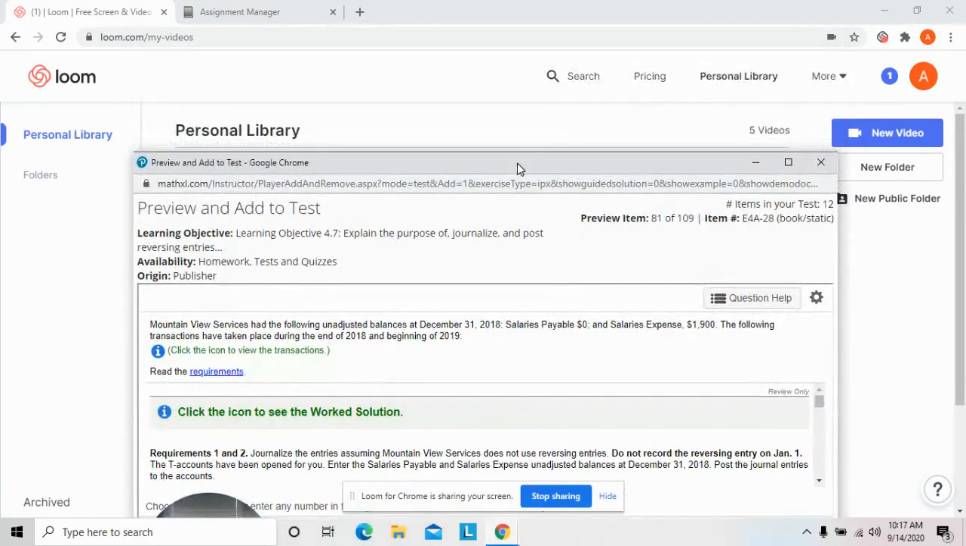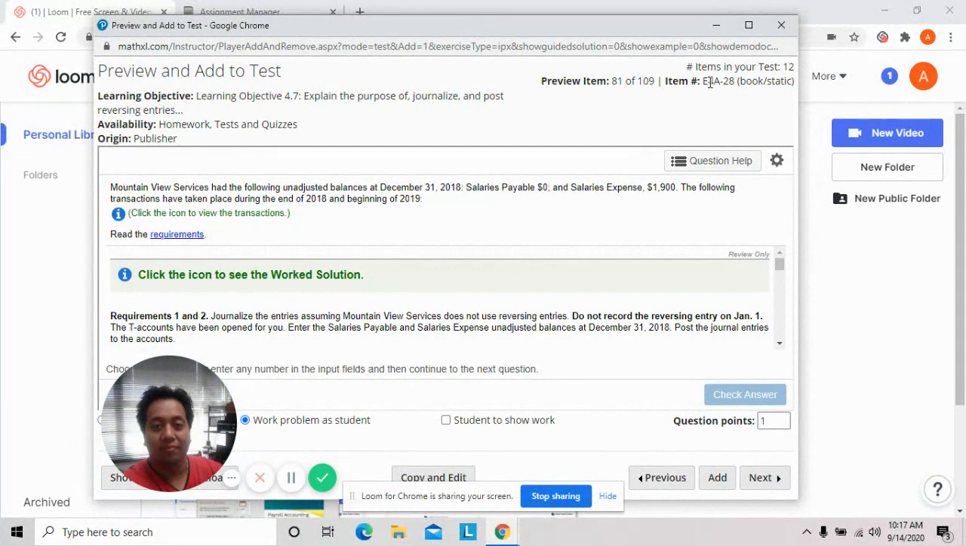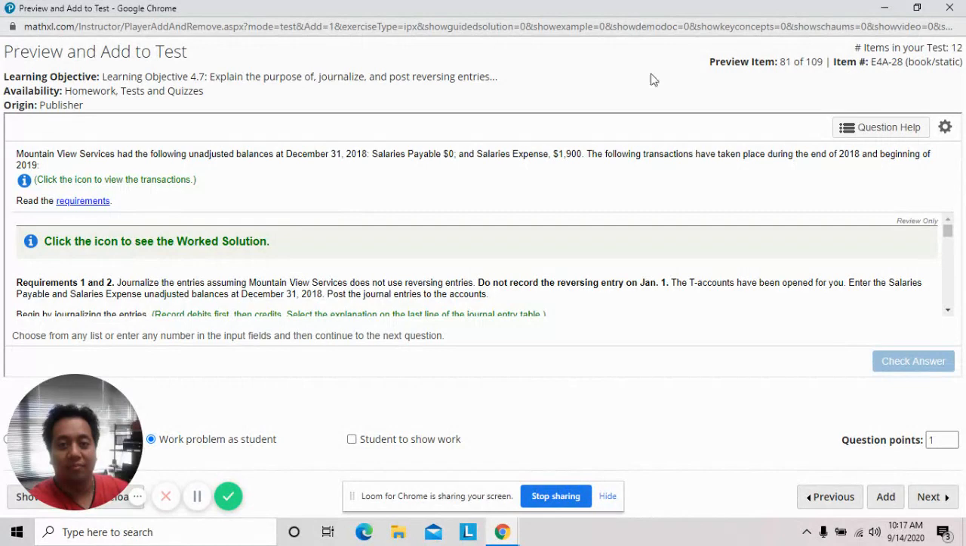So I just wanted to discuss a homework problem, E24A28. It's also in your book and similar to one of the homework problems in Pearson. So I want to go over the steps for that. So in this problem, we have Mountain View Services having unadjusted balances at December 31st, 2008.